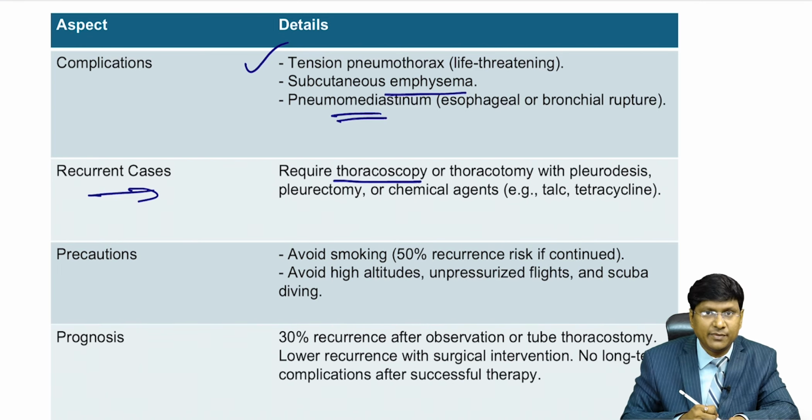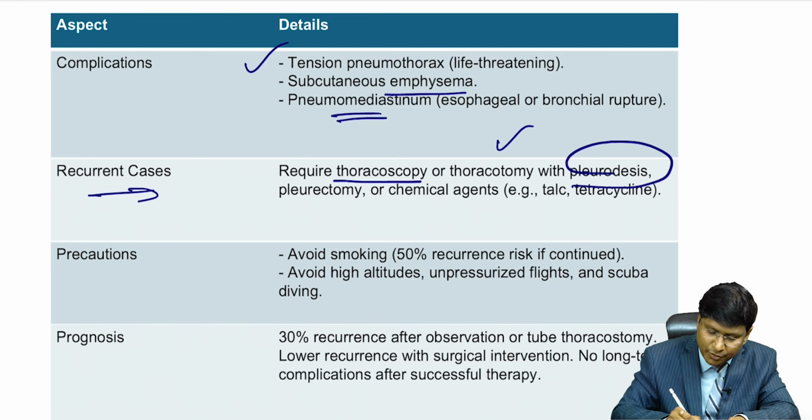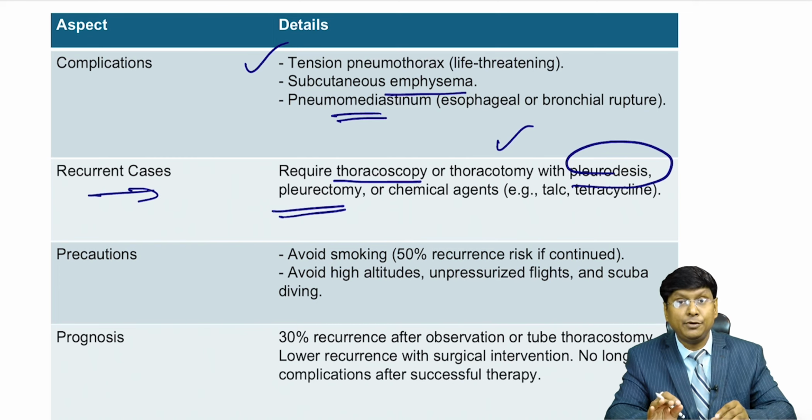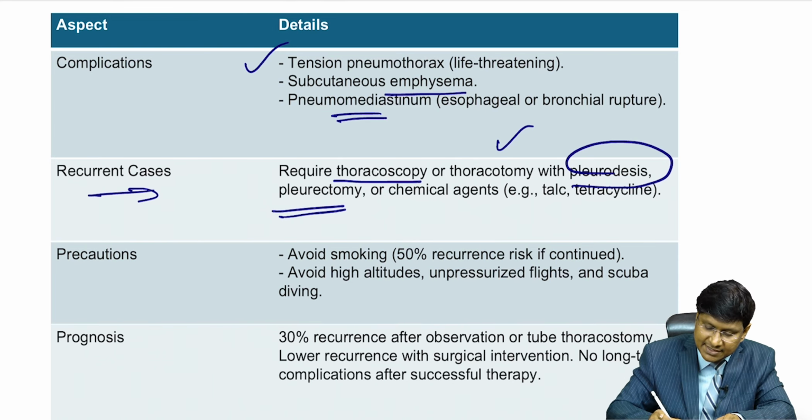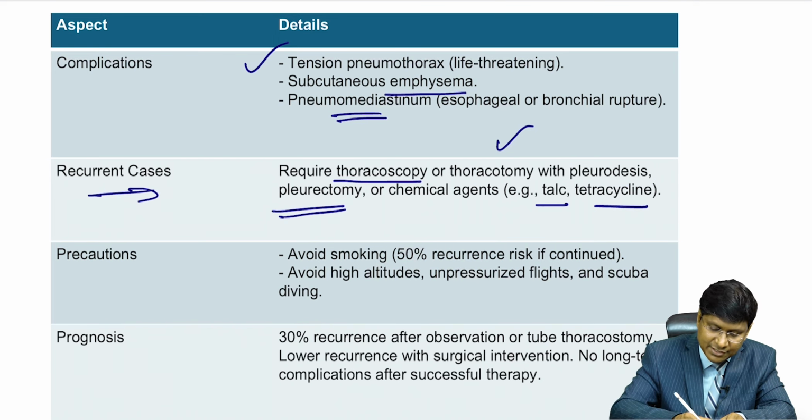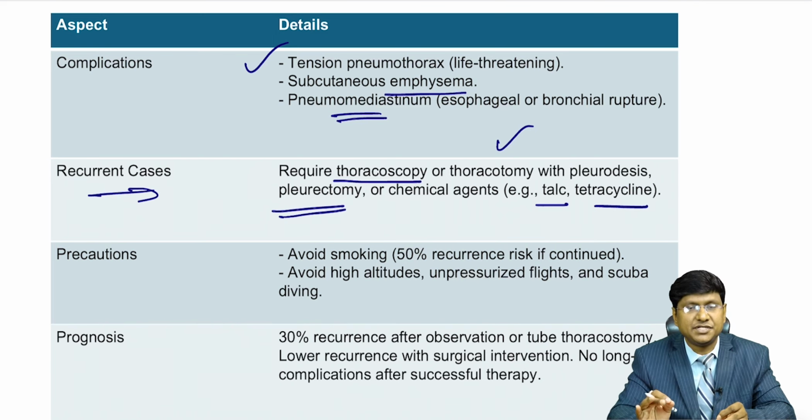These patients will require thoracoscopy or thoracotomy with pleurodesis, or pleurectomy has to be done. And pleurodesis is being done with the help of chemical agents. What are the chemical agents that are required for doing pleurodesis? That is talc as well as tetracycline, right? Talc and tetracycline are the ones required for pleurodesis.